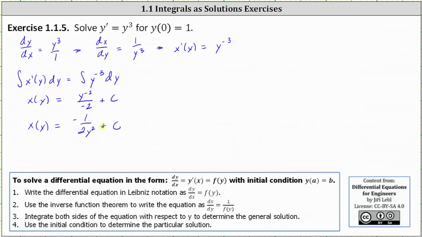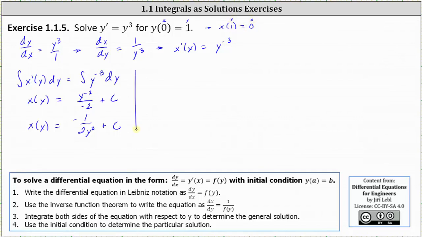And now we'll use the initial condition to determine the particular solution. We need to be careful here though. If y of 0 is equal to 1, 0 is the x value and 1 is the y value. We can also say if y of 0 is equal to 1, then x of 1 is equal to 0, where 1 is still the y value and 0 is still the x value.